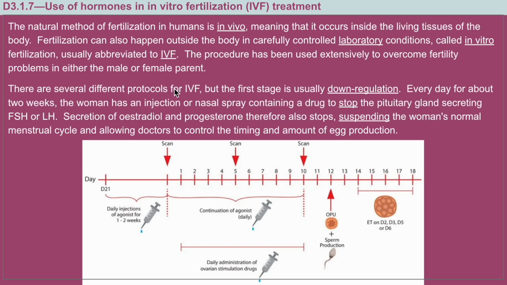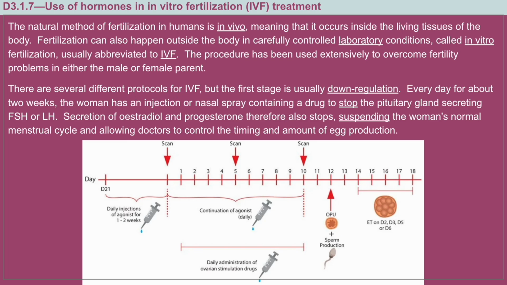Now, there are several protocols for IVF, but the first stage is usually downregulation. Every day for about 2 weeks, the woman has either an injection or a nasal spray containing a drug to stop the pituitary gland secreting FSH or LH. Therefore, secretion of estradiol and progesterone stops. This suspends the woman's normal menstrual cycle, which then allows doctors to control the timing and amount of egg production.